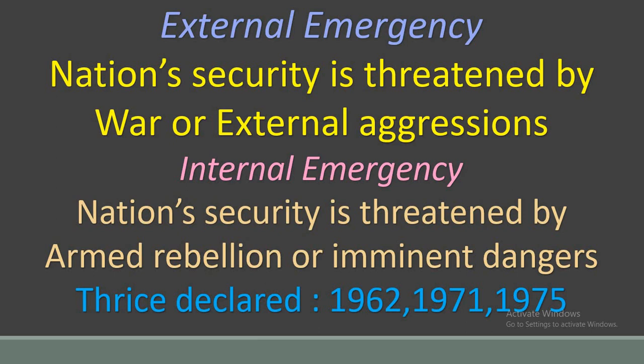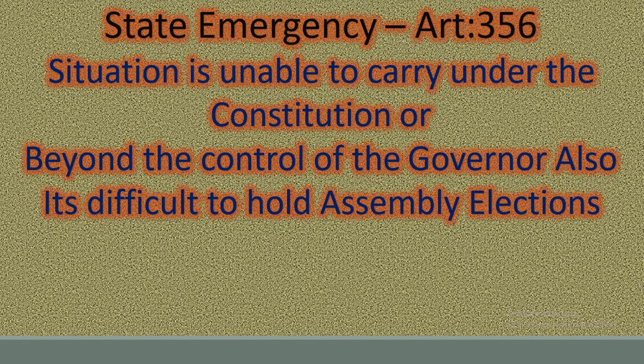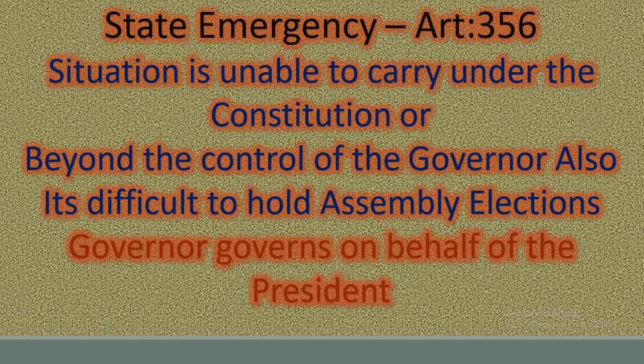Okay children, we'll move on to the next type of emergency, that is state emergency. It has been enshrined in Article 356. When the situation is unable to be carried on under the Constitution, that is, when the governor is unable to carry out the statewide rule, it's beyond his control, then it is called a state emergency. And also when the state is threatened during the assembly elections. So during the period of election, when the Election Commission says that it is difficult to hold the assembly election, then the state emergency is declared by the President. Thus, on behalf of the President, the governor governs the state.